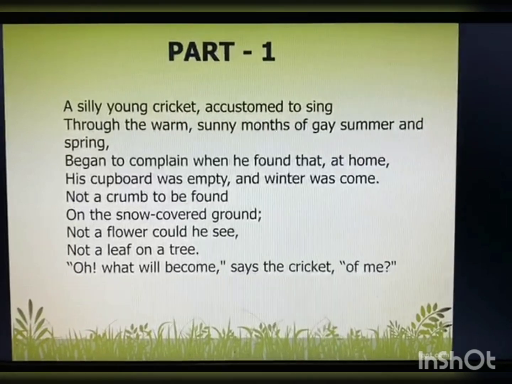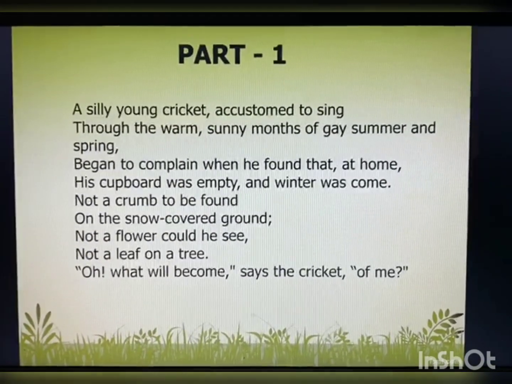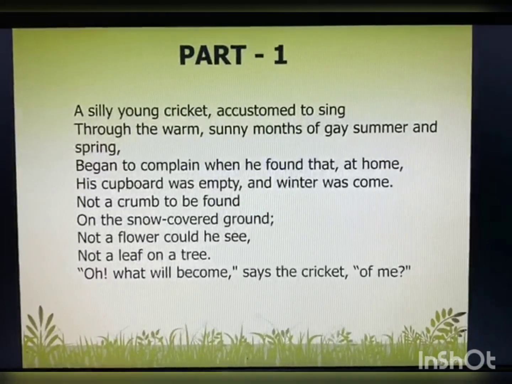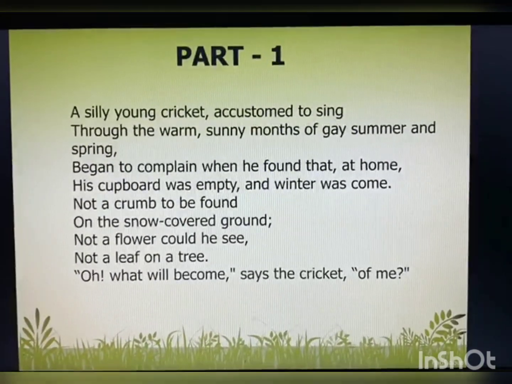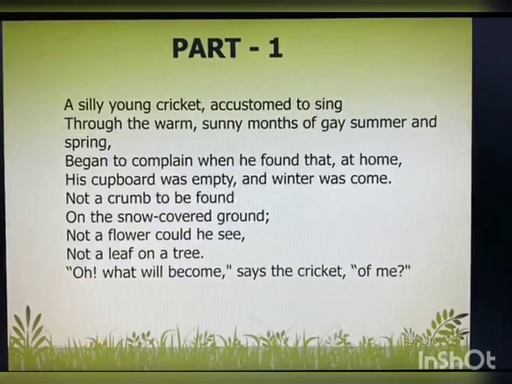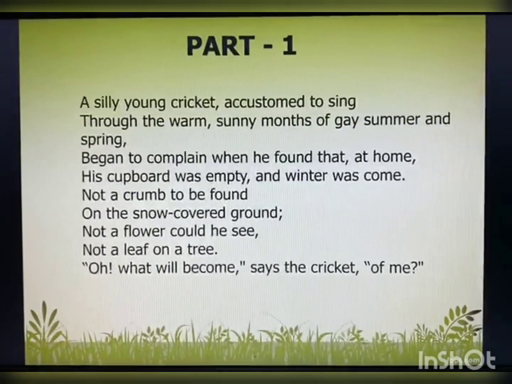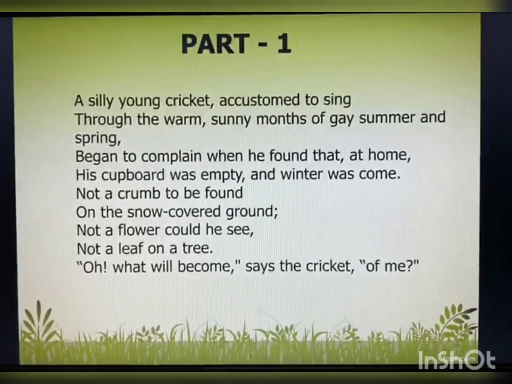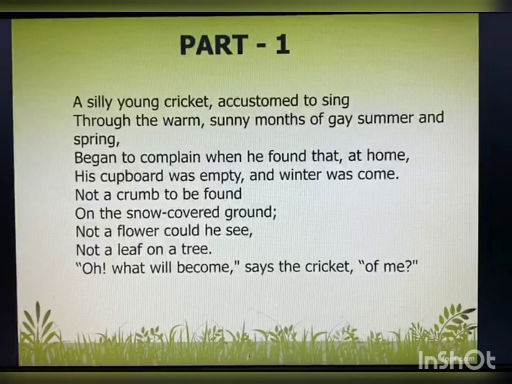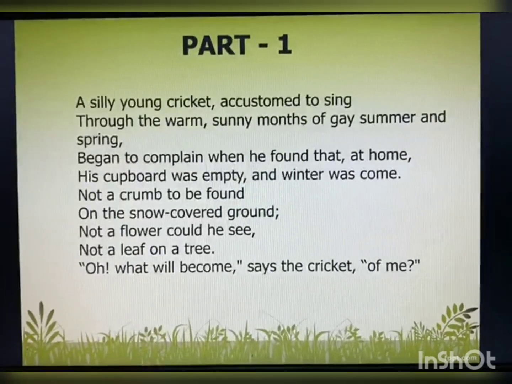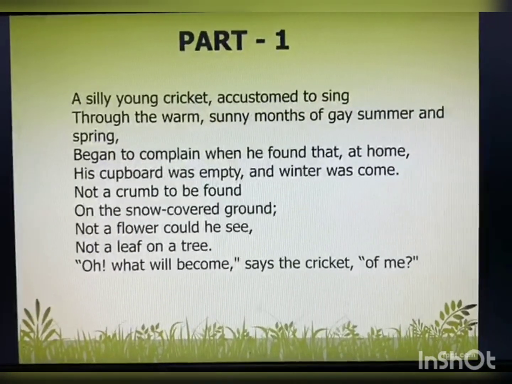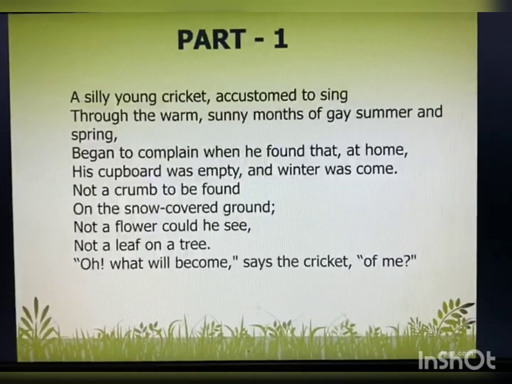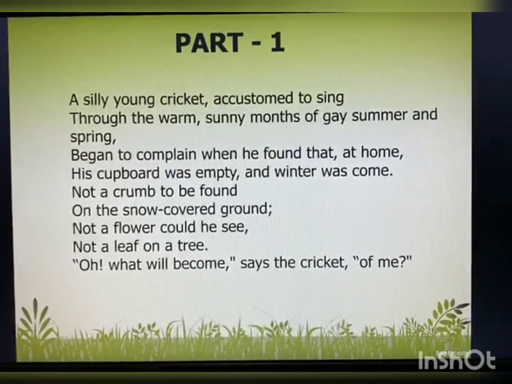A silly young cricket, accustomed to sing, here accustomed means habitual, through the warm sunny months of gay summer and spring, began to complain when he found that at home his cupboard was empty and winter was to come. Not a crumb to be found. A crumb means a piece of bread. On the snow-covered ground, not a flower could he see, not a leaf on a tree. Oh, what will become, said the cricket, of me?